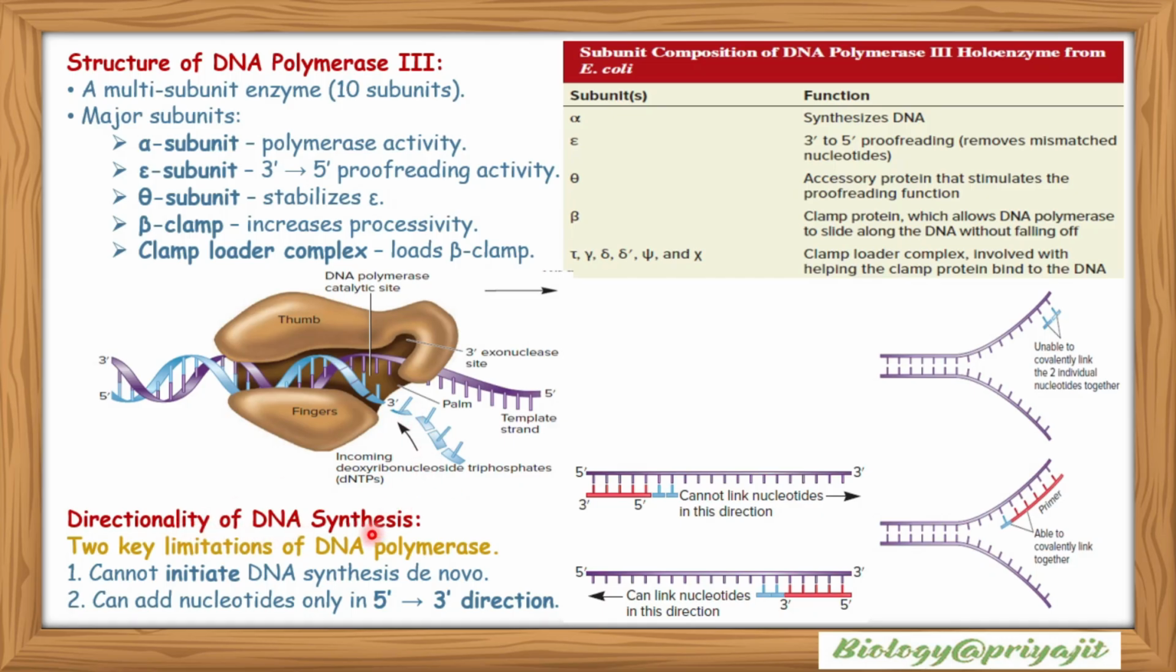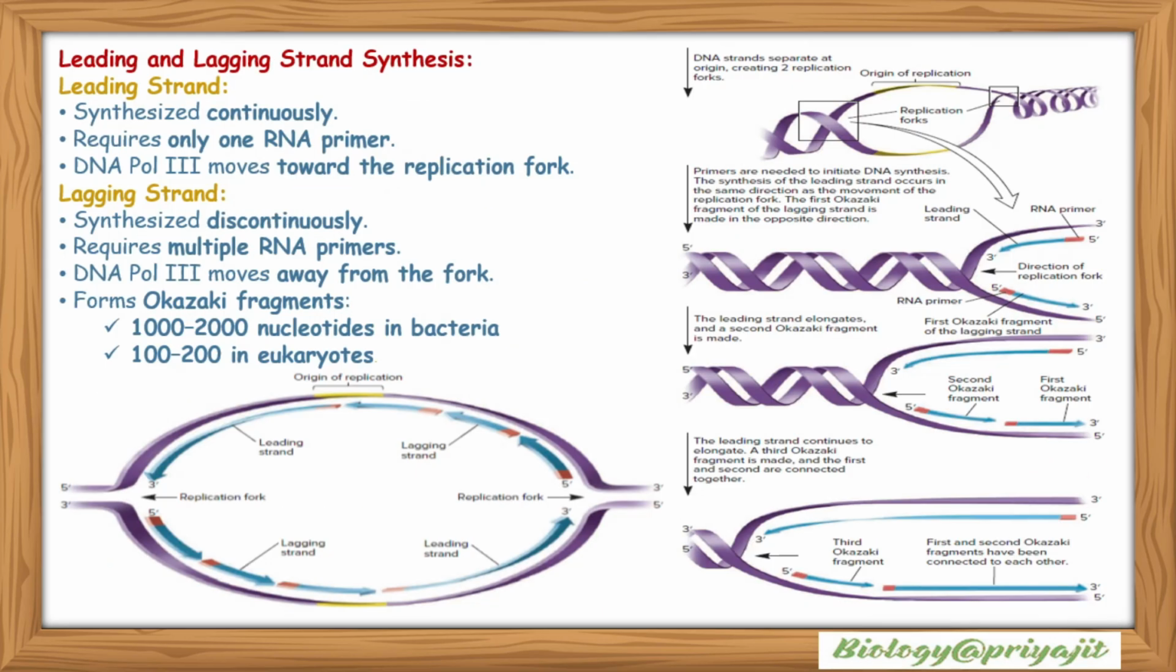Directionality of DNA synthesis. Two key limitations of DNA polymerase: it cannot initiate DNA synthesis de novo, so first of all a primer is needed to initiate DNA synthesis, and it can then add nucleotides only in the 5 prime to 3 prime direction. This image shows the direction of the DNA polymerase, which is 5 prime to 3 prime. So a primer is needed to covalently link the nucleotides together.